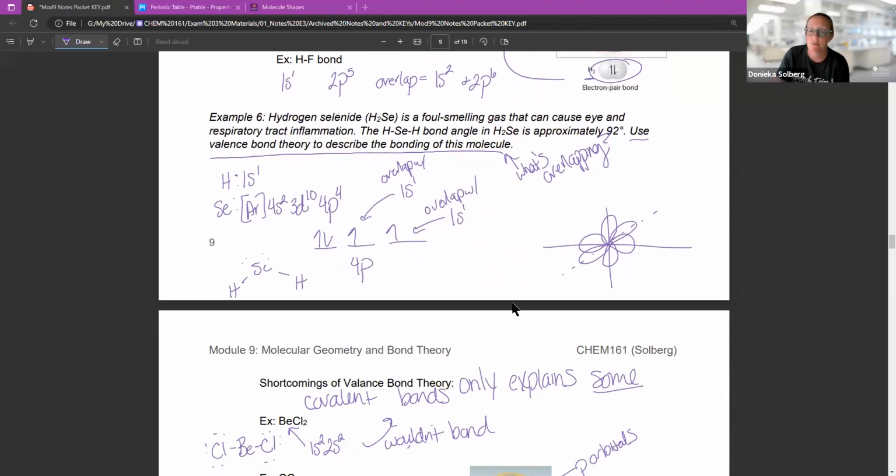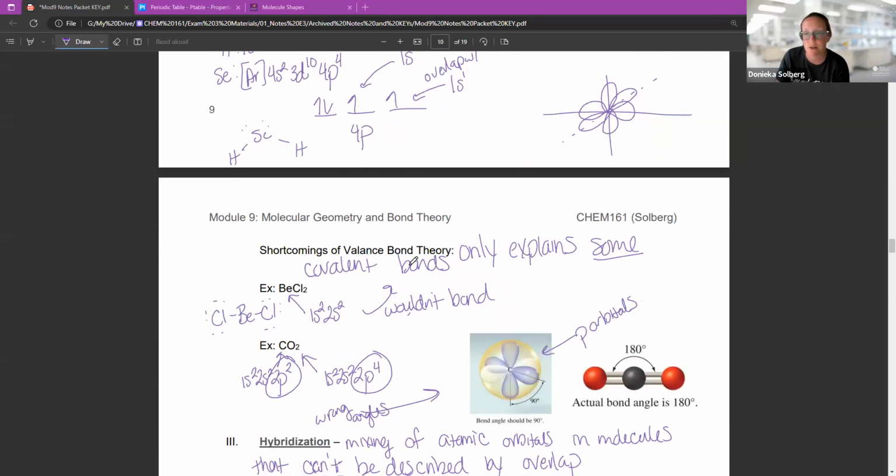Okay, now there are some shortcomings to valence bond theory as well. It only explains some covalent bonds. There are other ones that are not explained by the overlapping of orbitals. For example, BeCl2. If I drew the Lewis dot structure for BeCl2, it looks like this. Be is 1s2, 2s2. Well, those are both full. So why does it bond? Why would it bond if beryllium doesn't actually need any electrons? That's one question that we could pose.